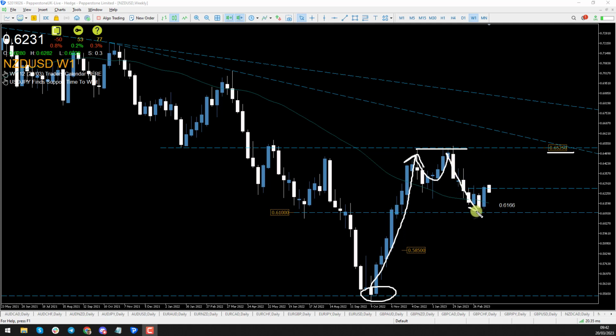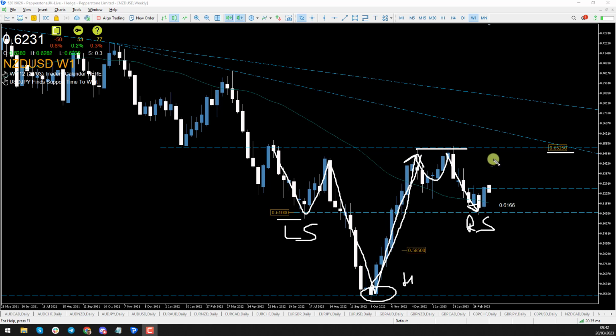Price has then traded back down into some key area of support, which is the 0.61 handle. Now, the last time we spoke about Kiwi dollar, we mentioned that there was a potential for this to be a larger time frame inverse head and shoulders pattern. So you've got your left shoulder in here, your head, and your right shoulder of the pattern.